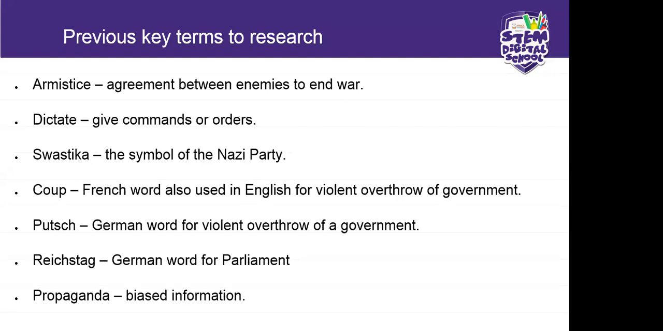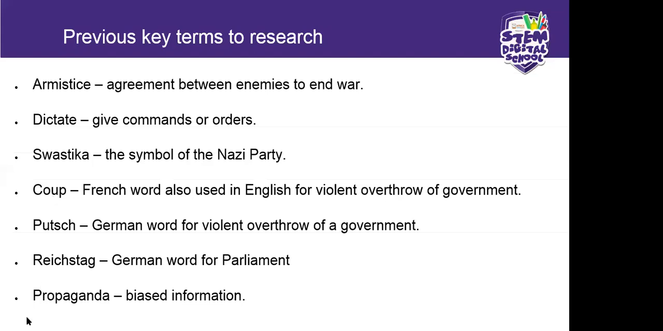So I was asking, have you ever seen a swastika? A swastika is the symbol of the Nazi Party. Have you ever seen it? Oh, yes. Okay, that's good. So you know it. And then there's this thing called a coup.